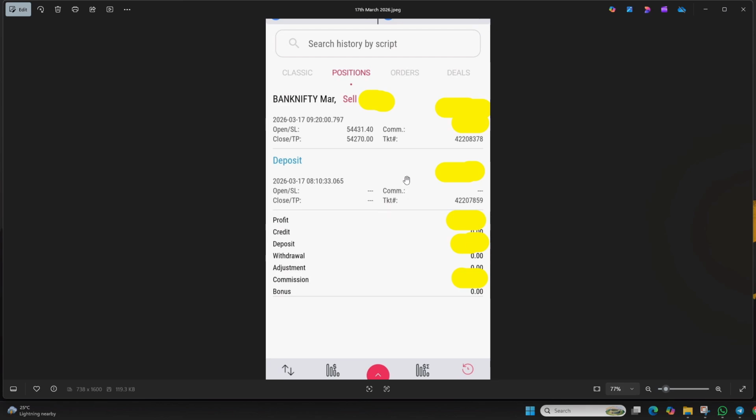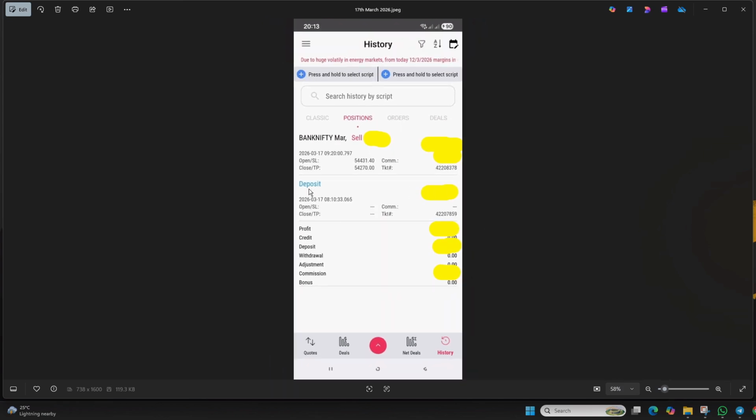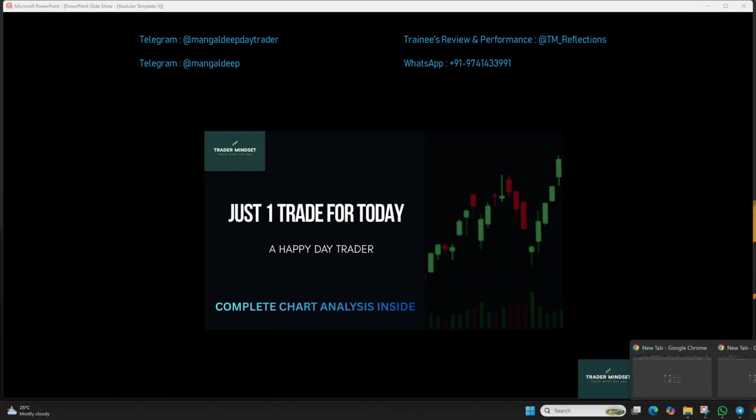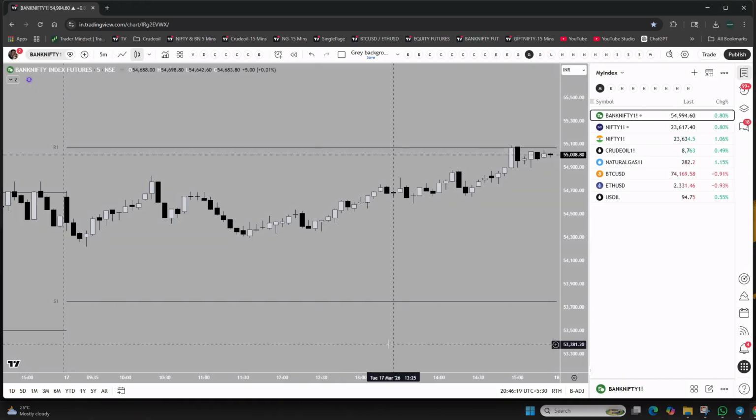Yeah, it did fall much more, but that doesn't matter. So that was about today's trade. You can also see a deposit option here. I deposited some extra amount because I wanted to trade big today, a bit bigger than what I normally do. So you see the deposit option here, and this is the trade. Now let's move on to the charts.